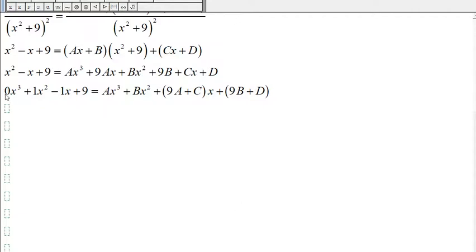And so the coefficient of the x to the third on the left side must match the coefficient on the right side. So we have to have 0 equal to a, and then 1 equal to b, and then negative 1 must equal 9a plus c. And then the 9 must match the 9b plus d.